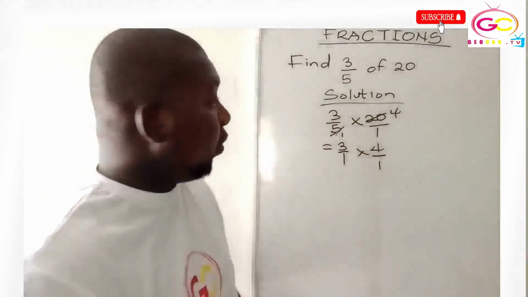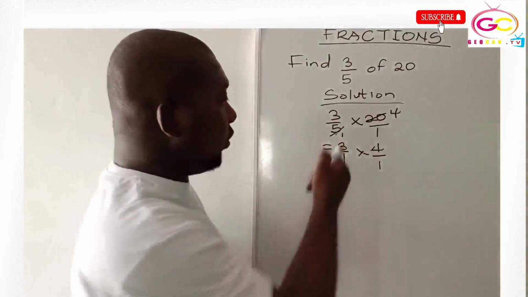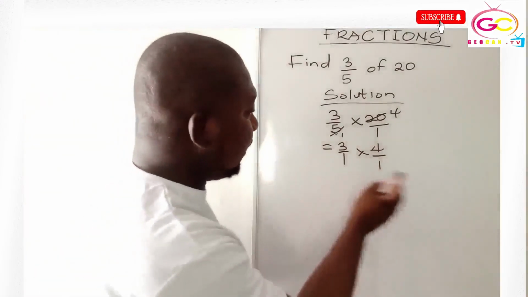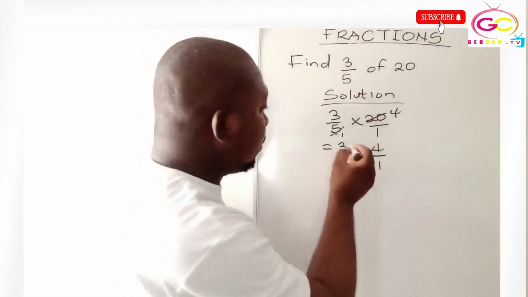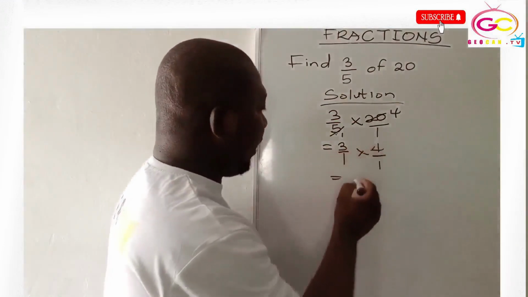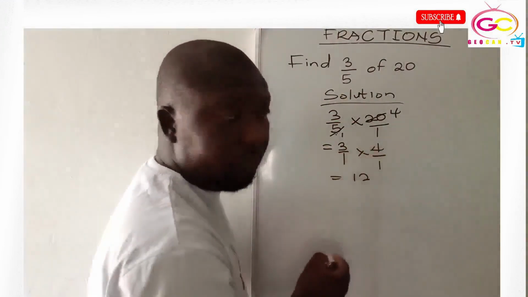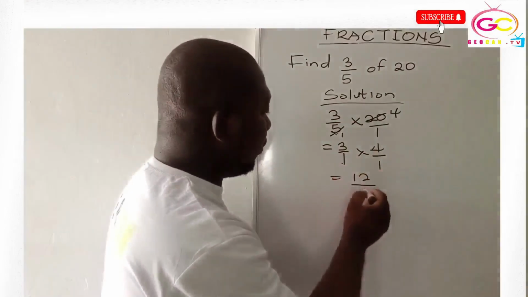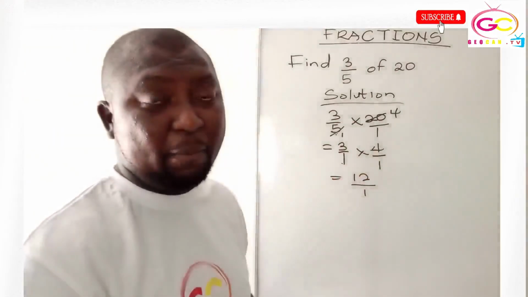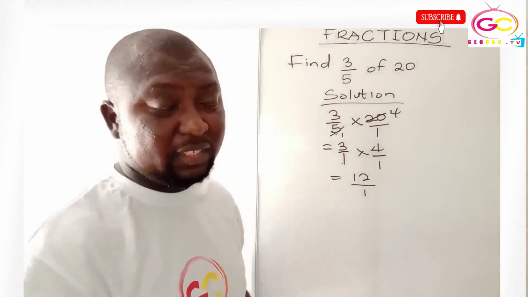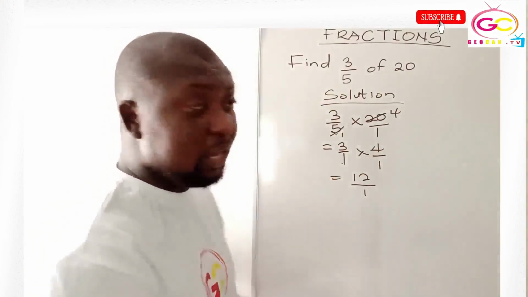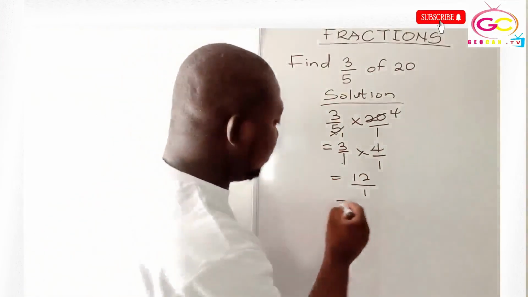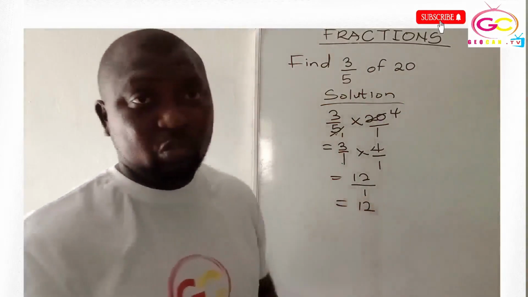Good. Now, we cannot cancel again. So the numerators will multiply themselves and the denominators will multiply themselves. So we have 3 times 4, and 3 times 4 is what? 12. And 1 times 1 will be what? 1. Any number over 1 in math is the same as that number. So 12 over 1 is the same as what? 12. Good. So we are done.